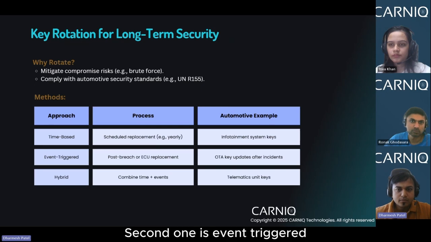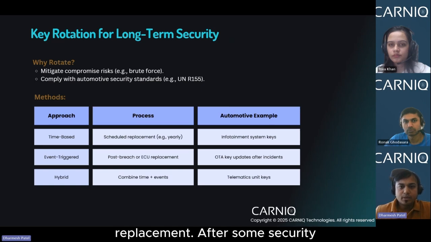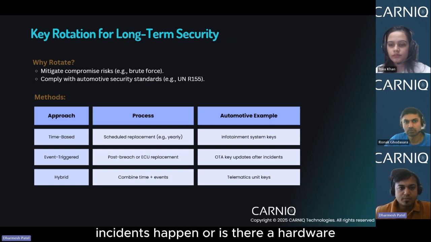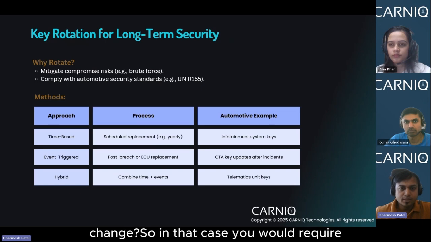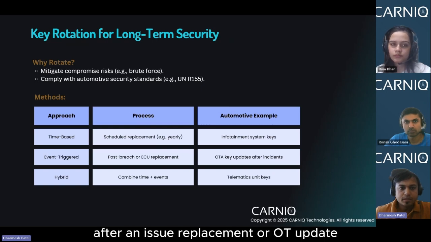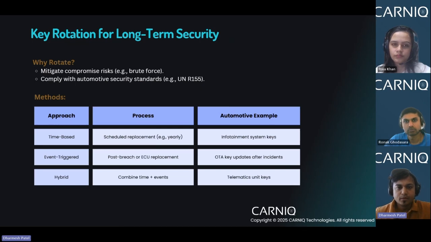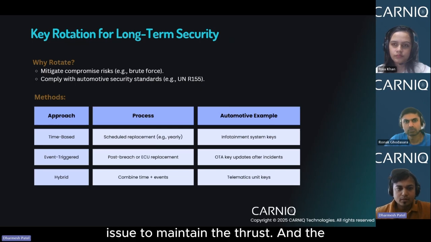The second one is event-triggered rotation. So immediate key replacement after some security incident happens, or if there is a hardware change. In that case, you would require the event-triggered rotation. So after an ECU replacement or an OTA update pushes a new key to the ECU to maintain the trust.